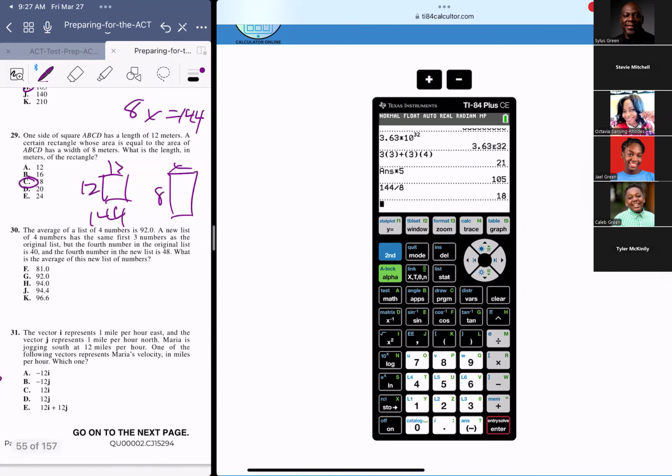Okay, the average of a list is 92. A new list has the same first 3 numbers as the original list, but the fourth number in the original list is 40, and the fourth number in the new list is 48. What is the average of the new list? So this is how I would approach average questions. If the average is 92, and it's 4 numbers, then let's just say all the numbers were 92. So I would just do 92 times 4. So that means if the average is 92, then all of the numbers have to add up to 368.